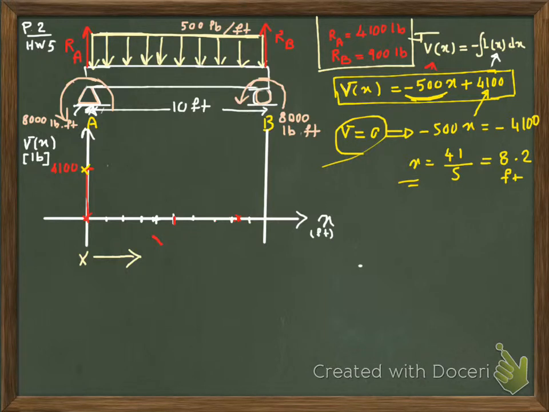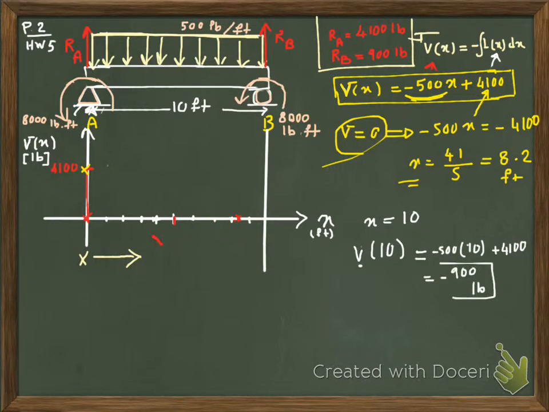So now, what about when x is equal to 10? I'm feeding x equal to 10 to my V function to figure it out. V at 10 is minus 500 multiplied by 10 plus 4,100, right? So that is going to give me minus 900 pounds right there. It means right at the location of B, I'm going to show a minus 900, and it's probably higher than that.